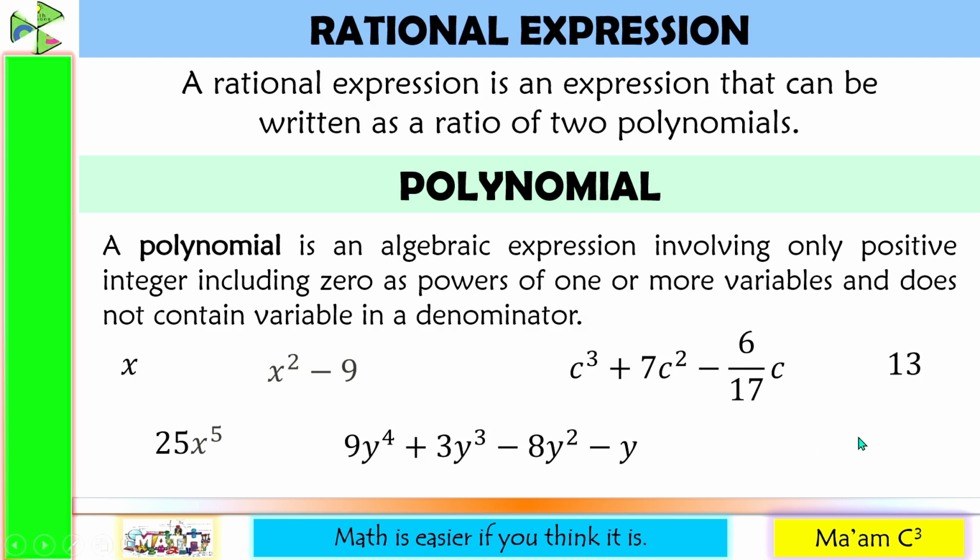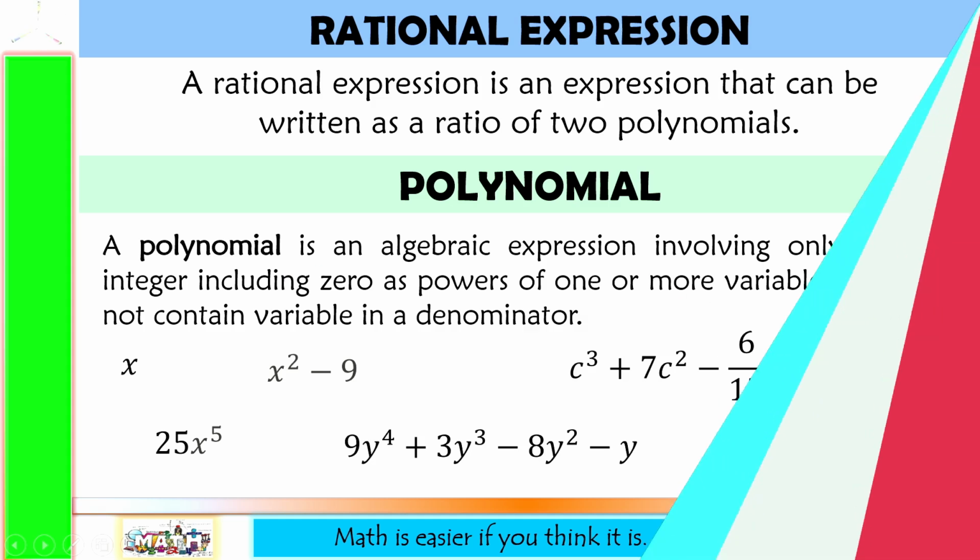How about the constant 13? Is it a polynomial? We can rewrite 13 as 13 times x raised to 0. Can we consider an exponent that is 0? Yes, it says here including zero as powers of one or more variables. So this is accepted. And we all know that any expression raised to 0 is just 1. And 13 times 1 is 13. Therefore, a constant can be considered as a polynomial.